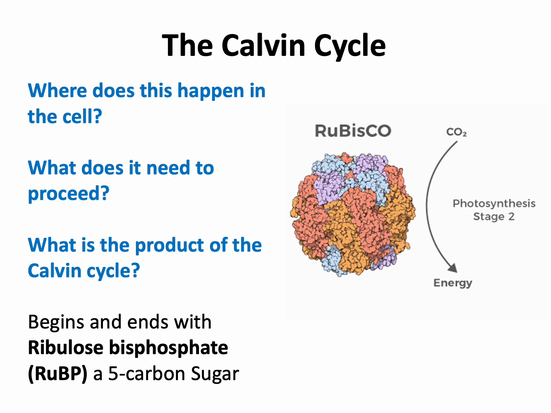Well, it's happening in the stroma. What does it need to proceed? We already mentioned it needs ATP, it needs NADPH, right? So NADPH is bringing that electron that we need, ATP is bringing energy. So what's going to be the product of the Calvin cycle?